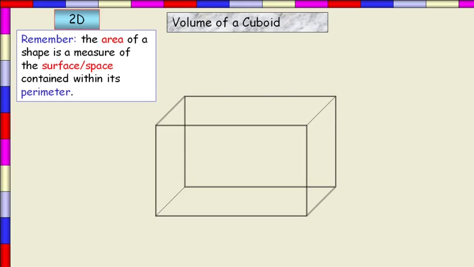Remember, the area of a shape is a measure of the surface or space contained within its perimeter, or in simple words we can say the total space occupied by an object is called area, or you can say the available space within the outer boundaries of a shape or two-dimensional object is called surface area.